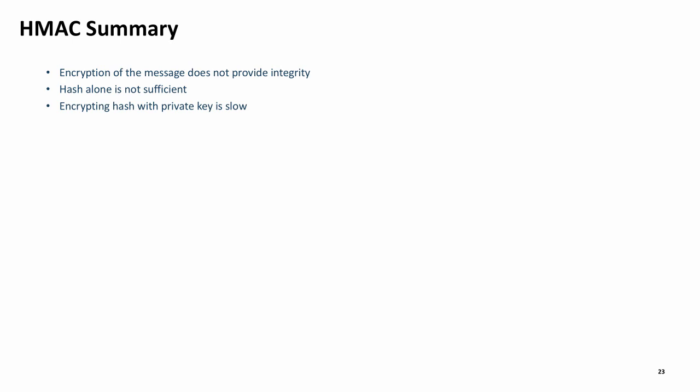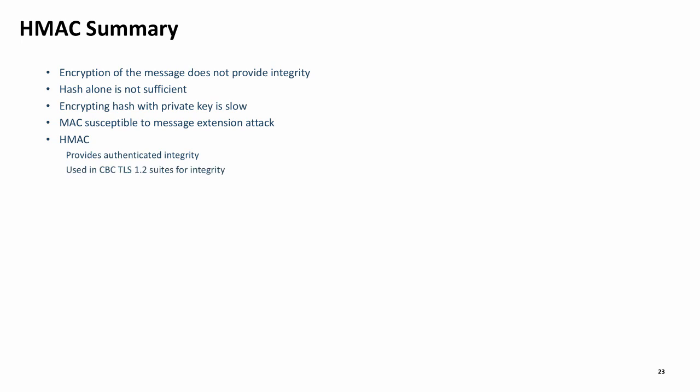So let's summarize a few things here. We saw that encryption of the message does not provide integrity, and even a hash by itself is not sufficient to provide integrity either. One could encrypt a hash with a private key of a private key public key pair, but it is slow. We saw that we could append a shared secret key to a message to create a message authentication code, or MAC, but then learned that it was susceptible to a message extension attack. Finally, we learned about the keyed hash message authentication code, or HMAC, that provides authenticated integrity.